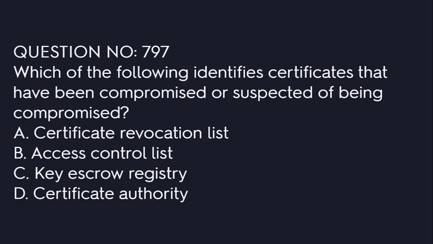Question number 797. Which of the following identifies certificates that have been compromised or suspected of being compromised? A. Certificate revocation list. B. Access control list. C. Key escrow registry. D. Certificate authority. A.